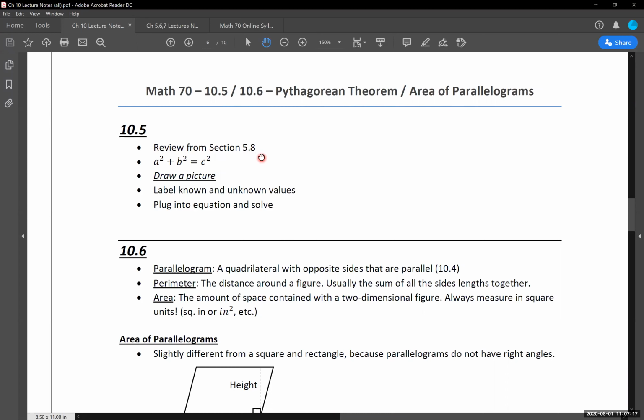quarter. The general equation that we have for the Pythagorean theorem is a squared plus b squared is equal to c squared. And remember that when we are working with this, we can only use the Pythagorean theorem when we have a right triangle showing up.